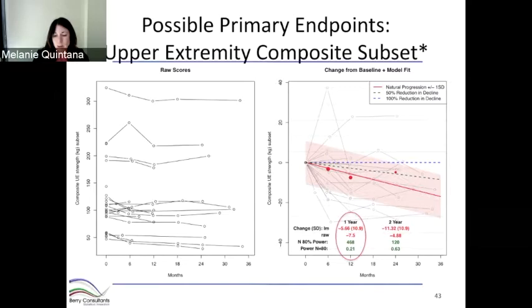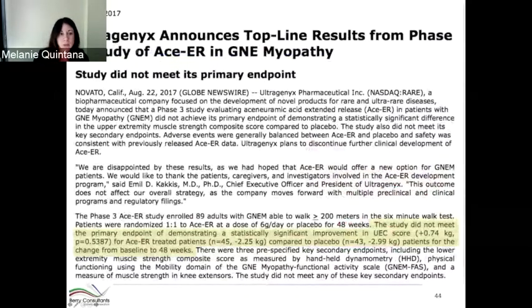So why am I telling you about this? Well, this actually was the study that was run. Ultragenics ran a study of this size, 80 subjects followed for actually a little bit less than a year, and this was their endpoint. And just from our natural history data set, we were able to predict that the power of their study was very low. This was a really underpowered study for the endpoint in the analysis that they proposed.